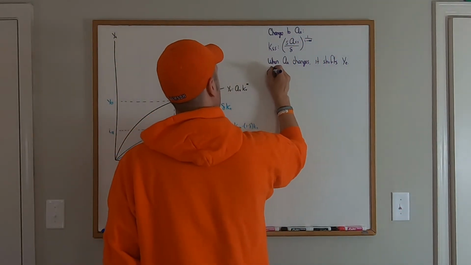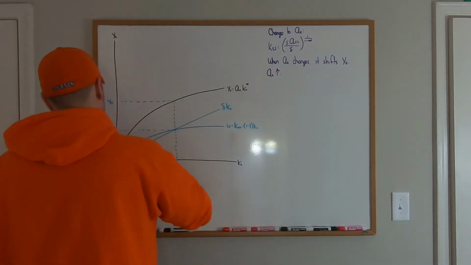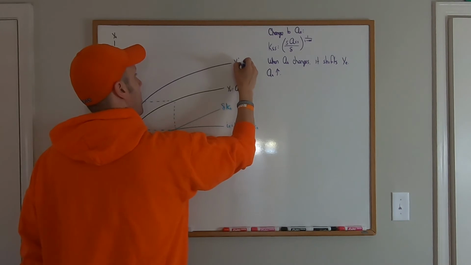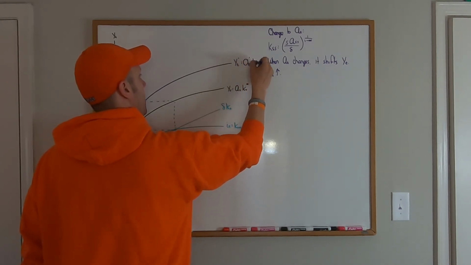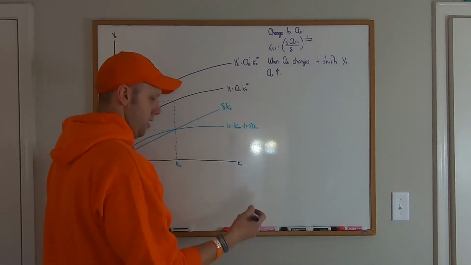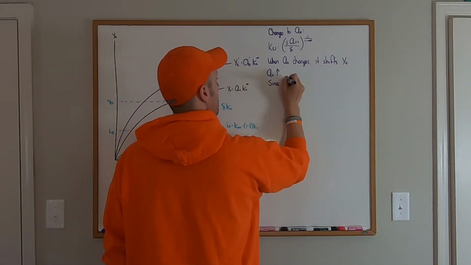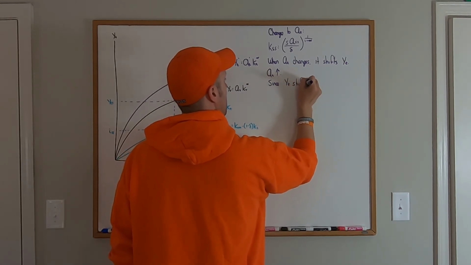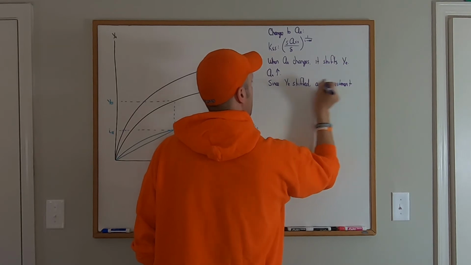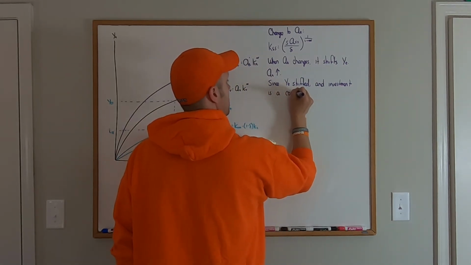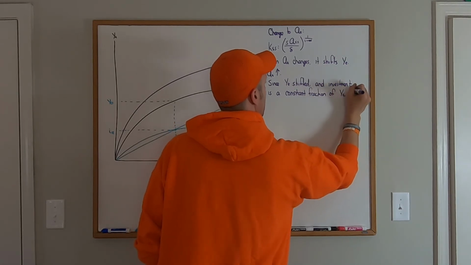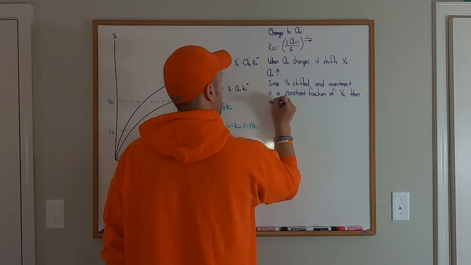So let's say A increases. A goes up, that's going to pivot the existing production curve up. We'll call it YT prime equals AT prime times KT to the alpha. But is that all that's going to happen here? No. Since YT shifted, and investment is a constant fraction of output, then investment will also shift up.